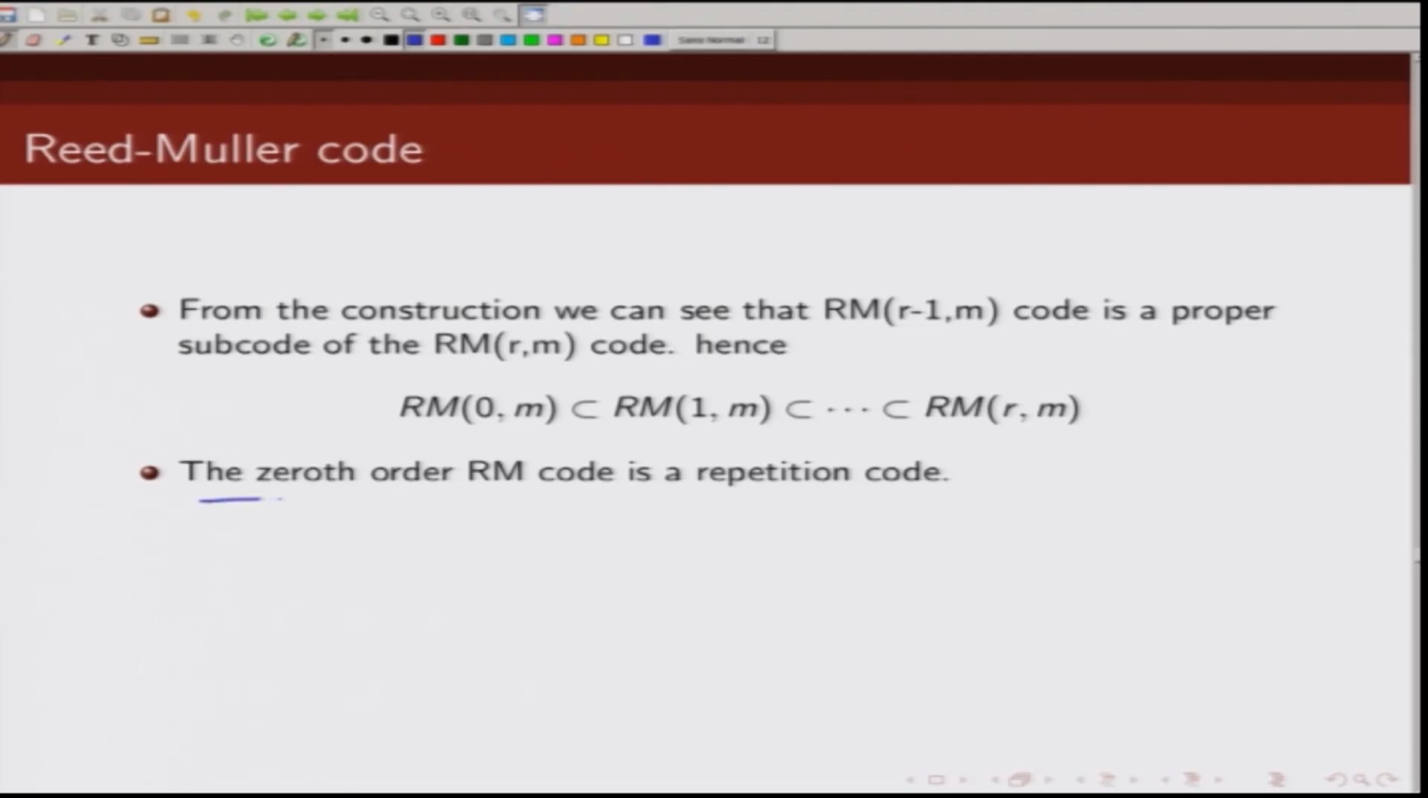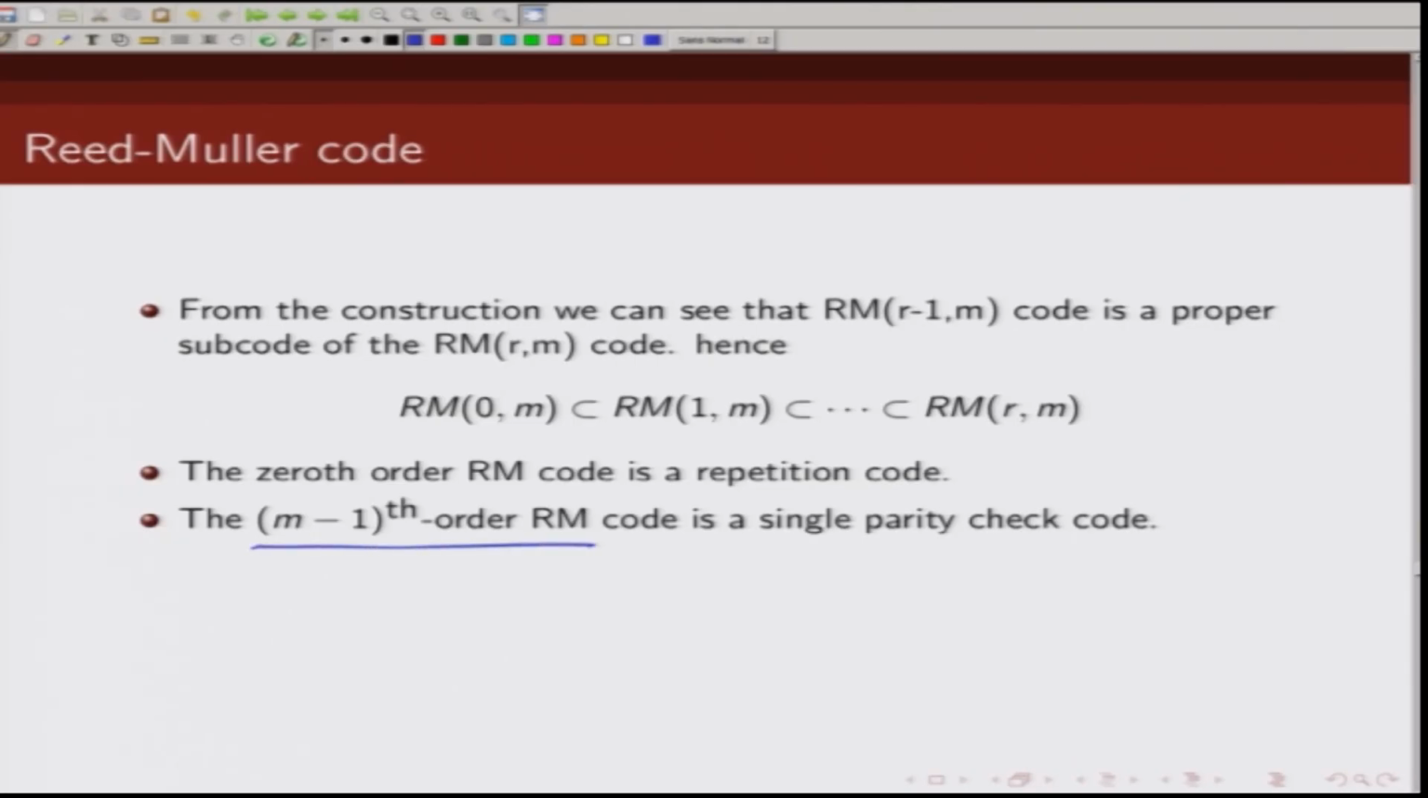The 0th order Reed-Muller code is a repetition code. This we have shown earlier also. Note that for the 0th order Reed-Muller code, your G matrix will only have this V0, which is all ones, and that is precisely the generator matrix for a repetition code.